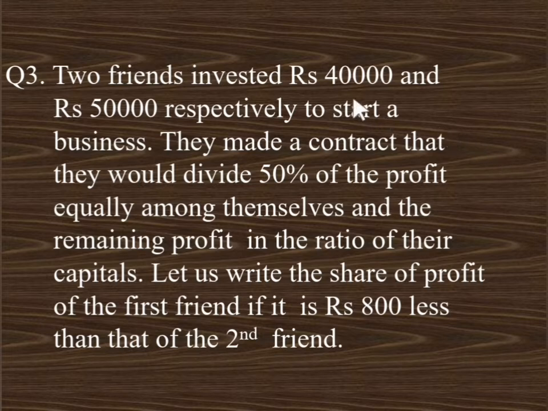So these are the capitals of two friends, 40,000 and 50,000, and there was a contract that whatever the profit will be, they will divide 50% of the total profit equally among themselves and the remaining 50% of the profit according to the ratio of their capitals.